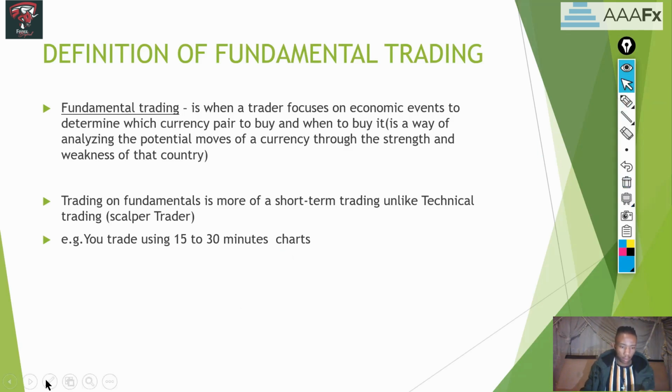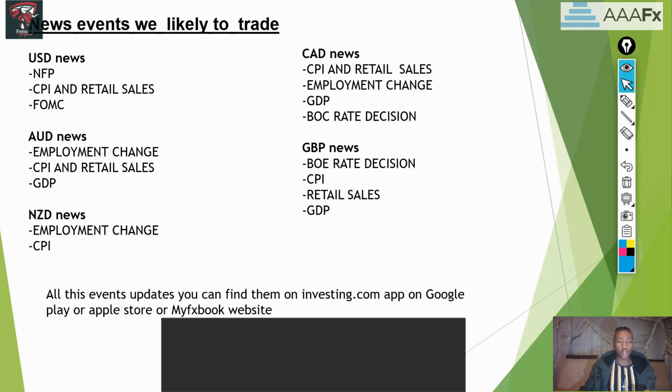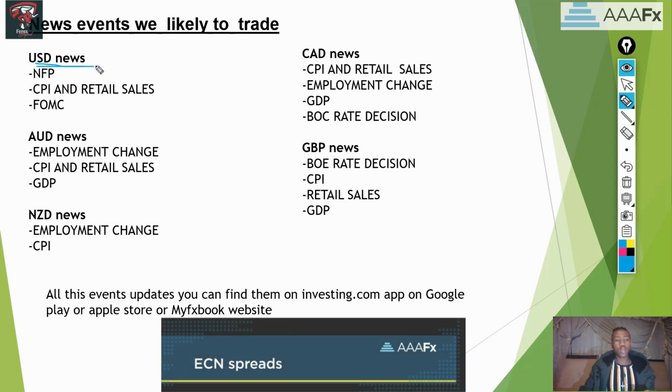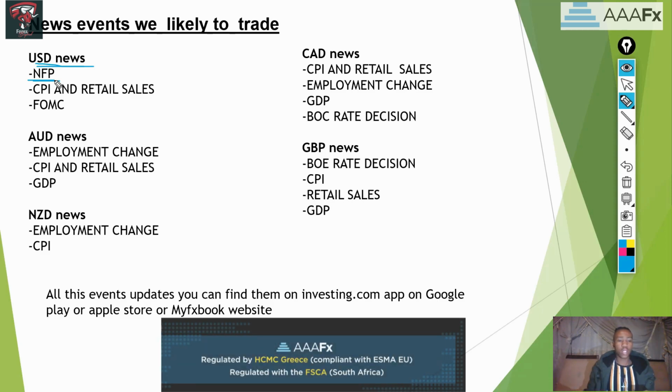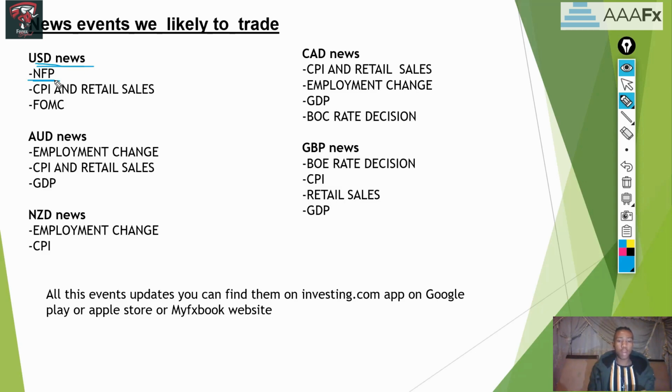Okay. News events we are likely to trade. The news events we are likely to trade occur on the macroeconomic indicators, meaning the overall view of the economy. Firstly, we have the USD news, and first we have the NFP. The NFP stands for the non-farm payrolls. The non-farm payrolls focus mainly on the employment change of the USA, meaning how many people are employed and how many people are unemployed. So we are able to identify how many people actually contribute to the USA economy.